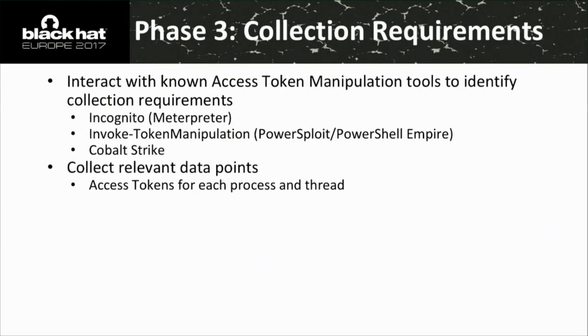All right, so our collection requirements. At this point, we want to start determining what type of information we need to collect in order to determine that this activity has happened in our environment. There are a few open source tools that perform access token manipulation. One is Incognito, the old standard, which is built into Meterpreter. Invoke-TokenManipulation is a PowerShell implementation that's built into PowerSploit or PowerShell Empire. And Cobalt Strike is an example of a paid product that has token manipulation capabilities.